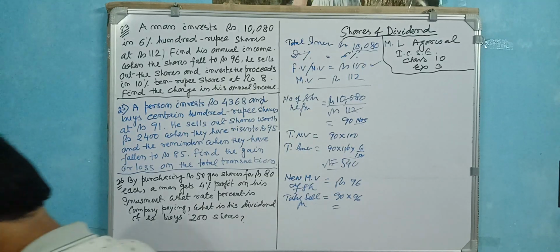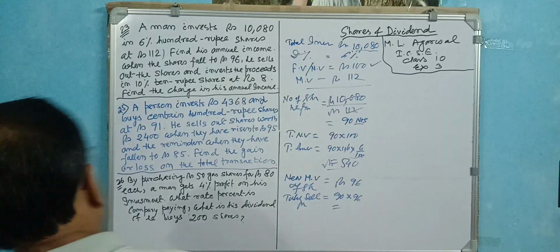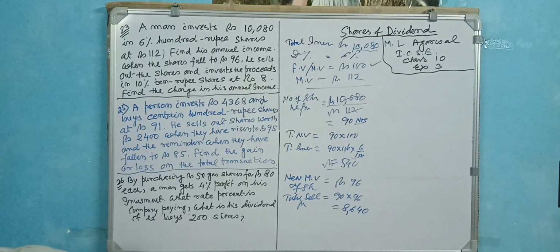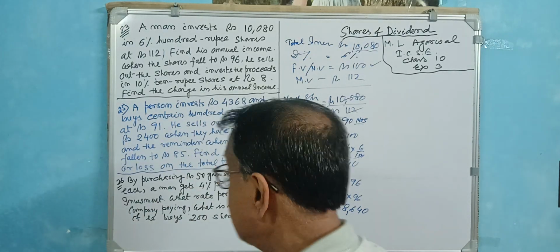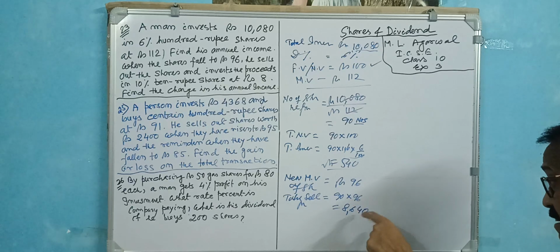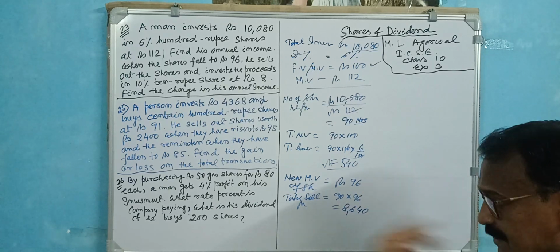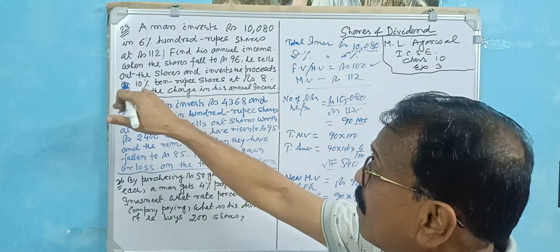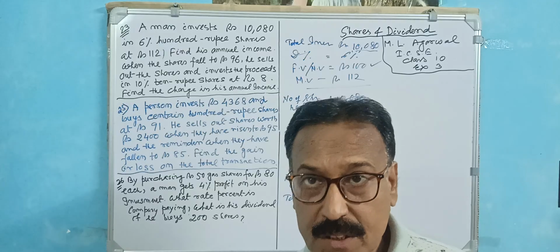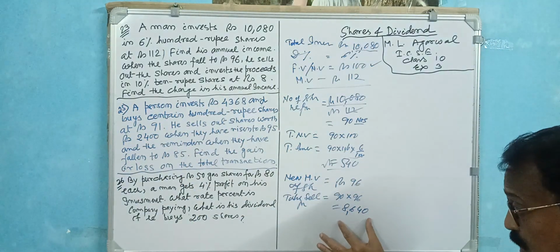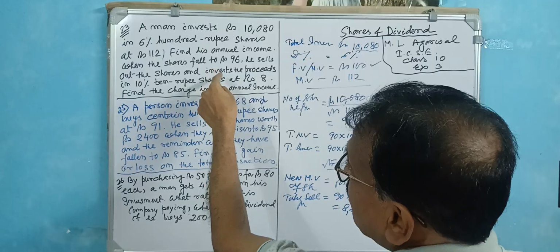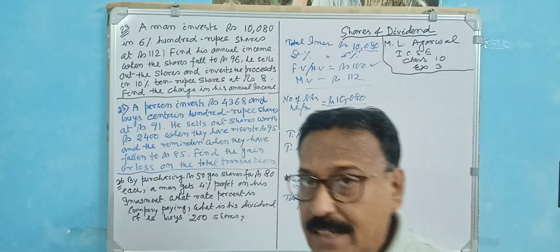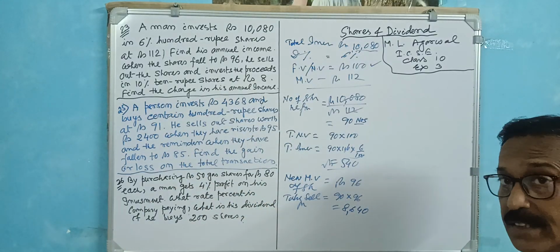So this is 8640. That means 96 into 90, that he collects. That means he sells out these shares. When the share falls to rupees 96, he sells out all the shares. So he sells out the shares and invests the proceeds. The money he collected by selling, that money is reinvested actually. That we call the reinvestment.